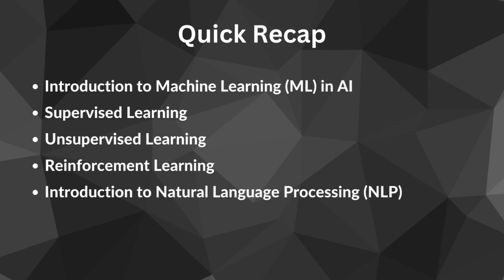There's a variety of machine learning algorithms, each suited for different tasks. Examples include linear regression for regression tasks, decision trees for classification, k-means clustering for unsupervised grouping, and deep neural networks for complex pattern recognition.